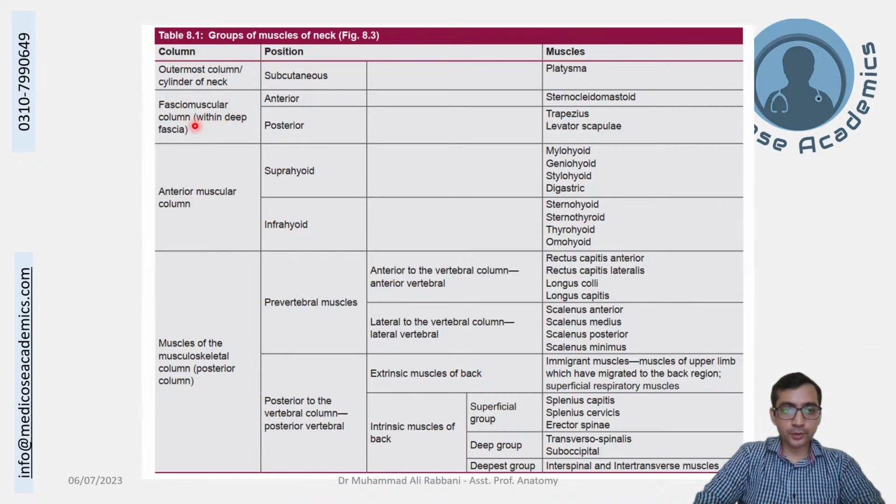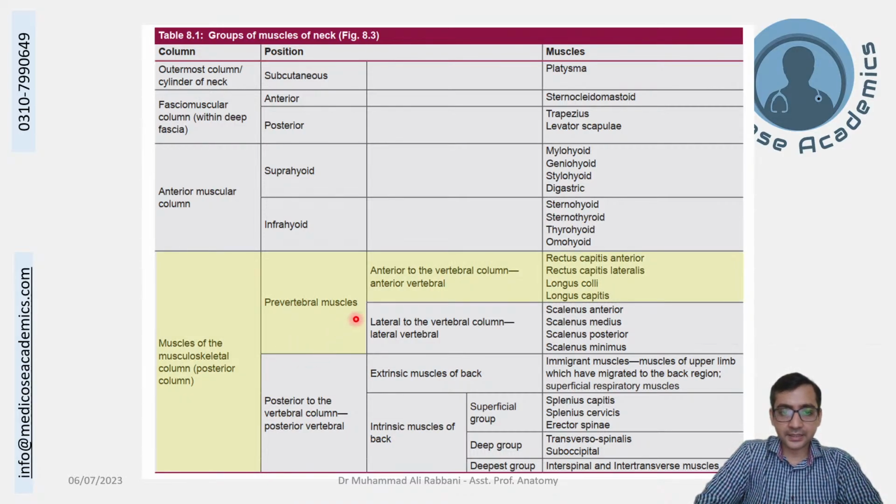The fasciomuscular column, the one that is embedded in the investing layer of deep cervical fascia. What is the investing layer of deep cervical fascia? We will discuss it tomorrow, inshallah. It had sternocleidomastoid anteriorly, trapezius posteriorly. I skipped levator scapulae. Then there was the anterior muscular column: suprahyoid four muscles, infrahyoid four muscles. Then prevertebral muscles. This is the part that we are going to discuss.